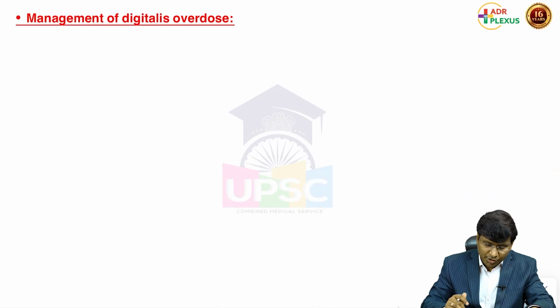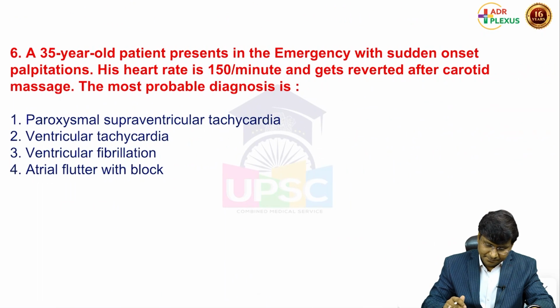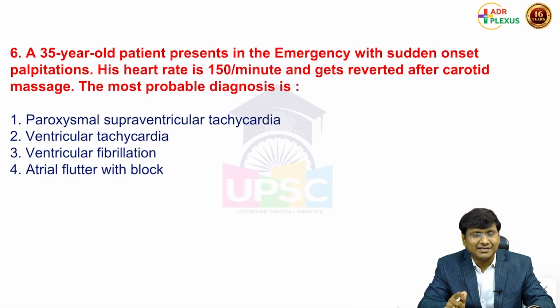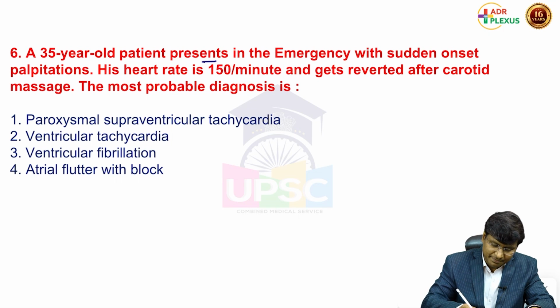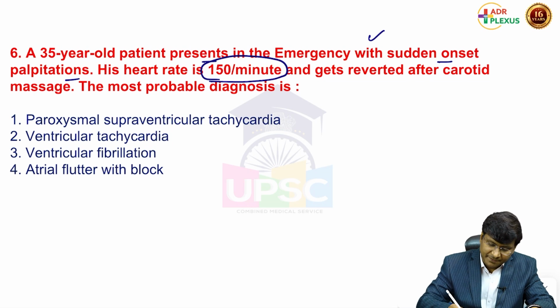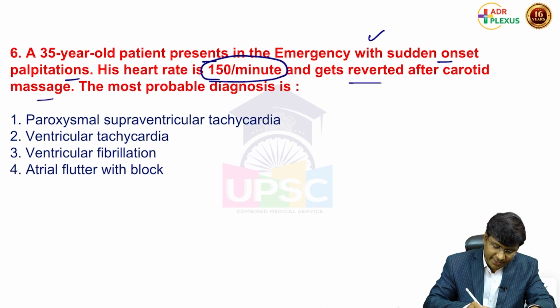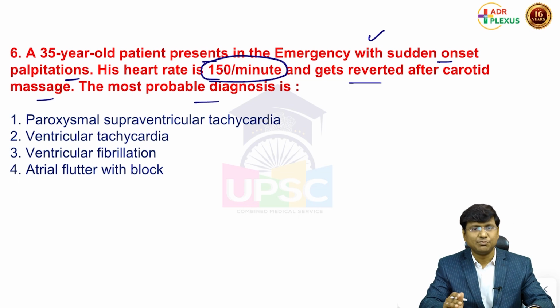Now, we'll move on to the next question. We have a 35-year-old patient who presents in the emergency department with sudden onset palpitation. His heart rate is 150 per minute and it gets reverted after carotid sinus massage. What do you think is the most probable diagnosis? Paroxysmal supraventricular tachycardia, ventricular tachycardia, ventricular fibrillation, or atrial flutter with block.